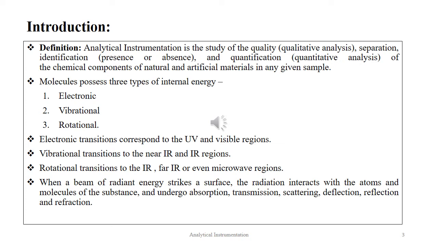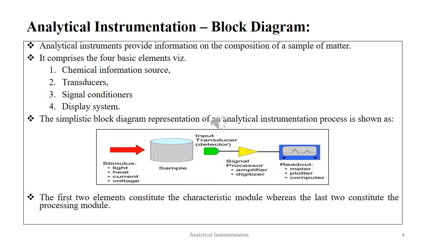When a beam of radiant energy strikes a surface, the radiation interacts with the atoms and molecules of the substance and undergoes any of the following: absorption, transmission, scattering, deflection, reflection, and refraction. Analytical instruments provide information on the composition of a sample or matter.